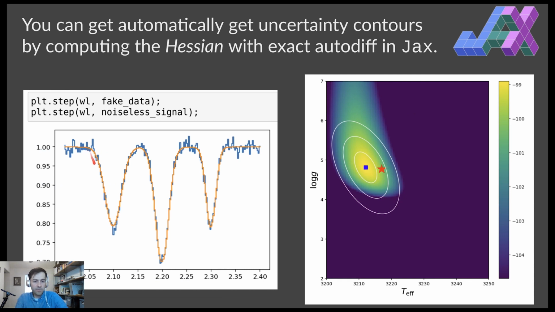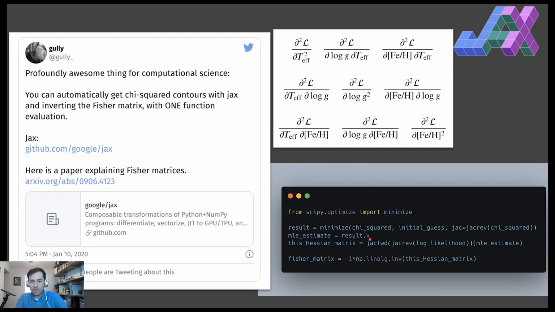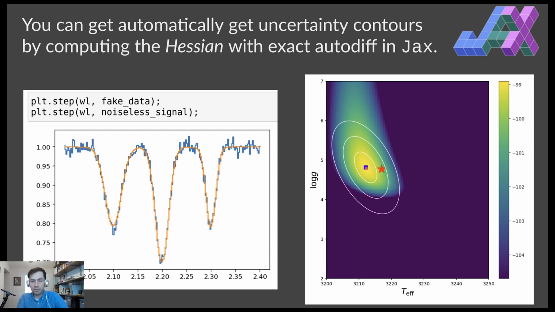Here's a demo of what that looks like. Here's some fake data where we know the answer, which is this red star, and you just do a maximum likelihood estimate to get close to what we know is the truth. If you did a grid search over your likelihood function, you'd get these colors. But if you just take the Hessian and invert that to get your Fisher matrix, you get these contours that approximate the true posterior probability cloud. So this is awesome. I'm really excited about this for applications throughout astrophysics.